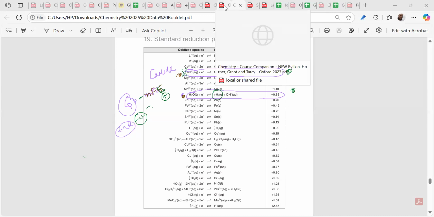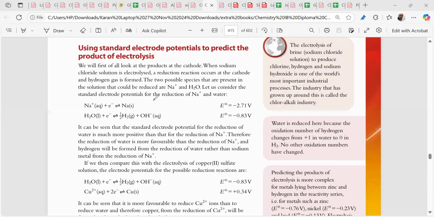For the cathode, we have to compare what? We have to compare which is the more positive one. So can we have a corollary also that more reactive metals, they do not go to the cathode, they stay back. Clear? Because they have a very negative reduction potential, right?